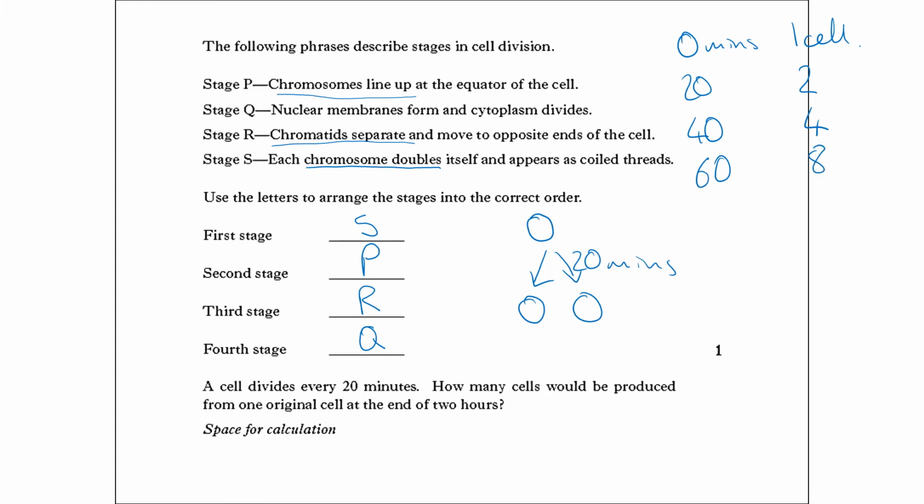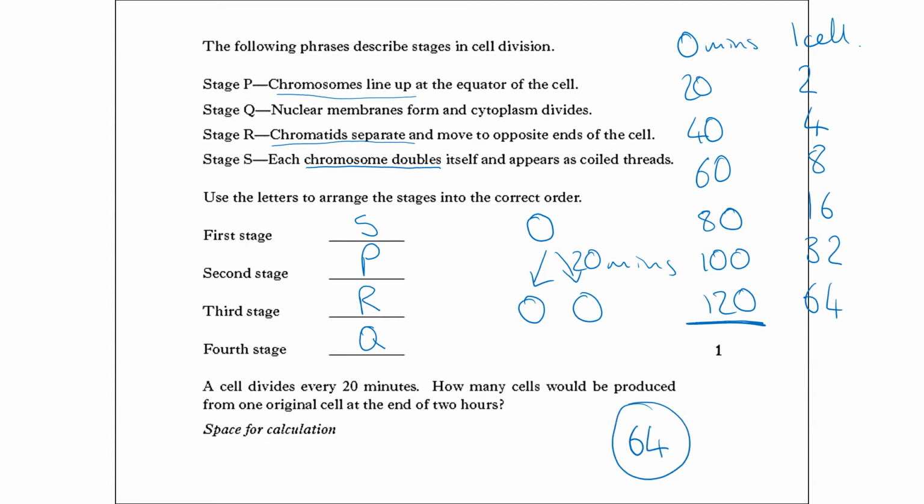Every 20 minutes, it doubles, right? So the 60, then I want to go 80, 100, 120. Now that takes me to my 2 hours. So after the first 20 minutes, I had 2 cells. After 40 minutes, doubled again, 4, doubled again, 8, doubled again, 16, doubled again, 32, doubled again, 64. I will have 64 cells at the end of my 2 hours.